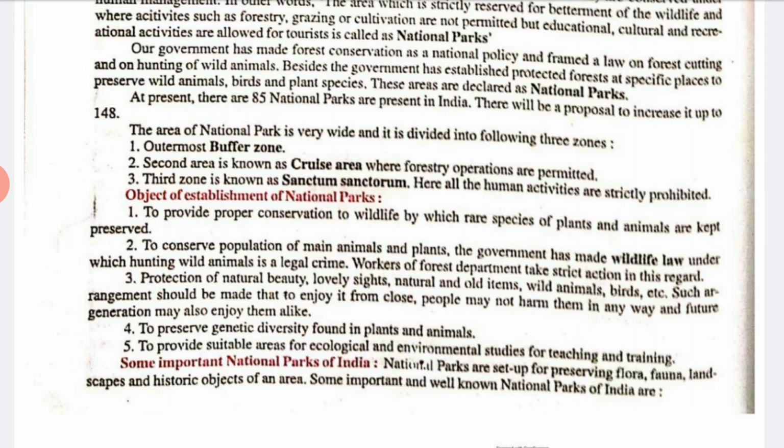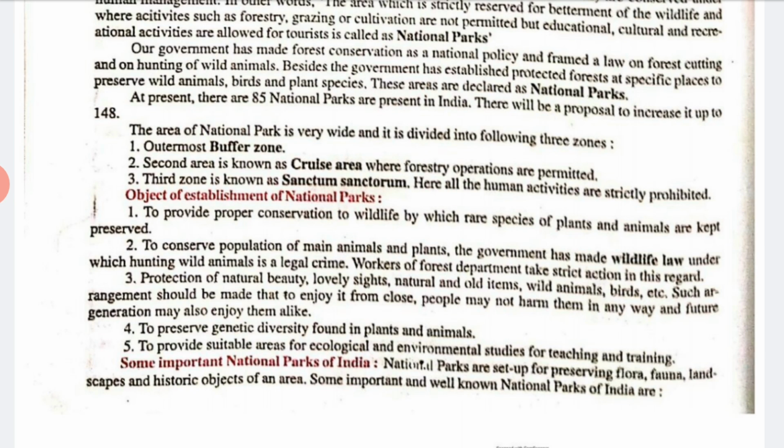The area of a national park is very wide and it is divided into the following three zones: the outermost is the buffer zone, the second area is known as the curious area where forestry operations are permitted, and the third zone is known as the sanctum sanctorum. Here all human activities are strictly prohibited. You can now see here the area of a national park.